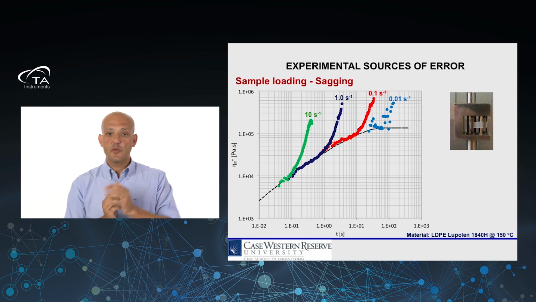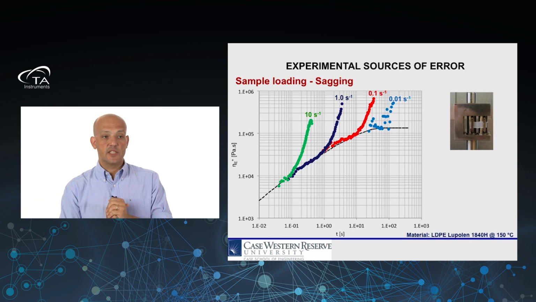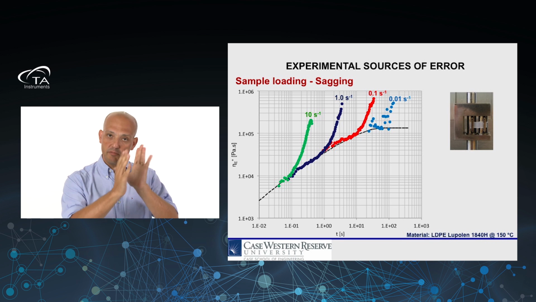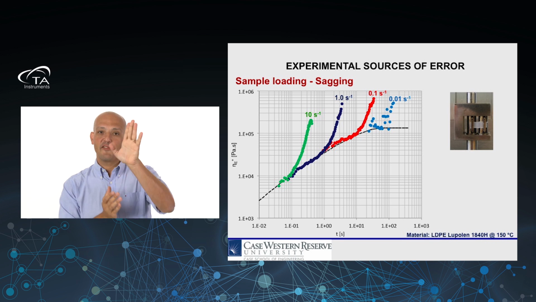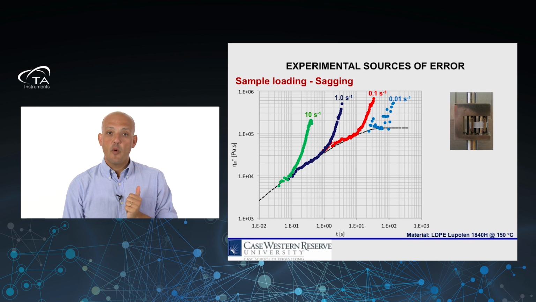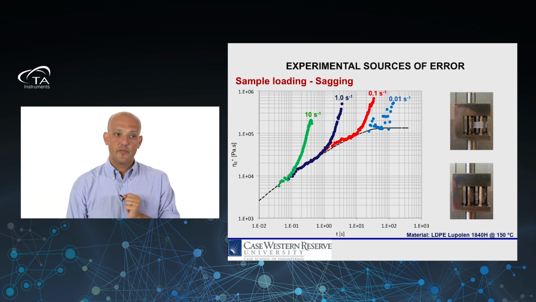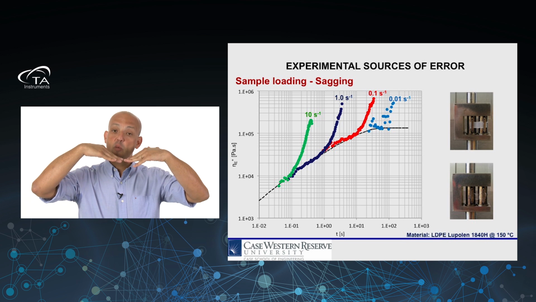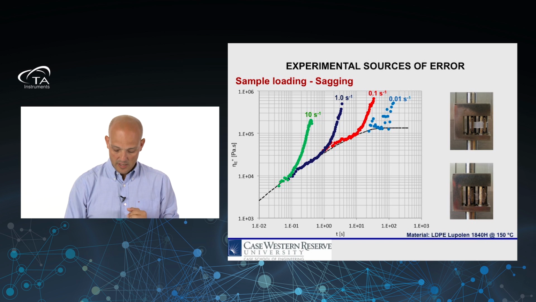So for example, here we have a case of this low-density polyethylene that I showed you earlier, an experiment at different strain rates, and this is a good experiment, please believe me. We have a nice strain hardening behavior there, no problem. Now what happens if we're not careful and we have sample sagging? Once the sample melts, it will sag a little bit. What happens if we don't correct for that sagging by bringing it up horizontal?